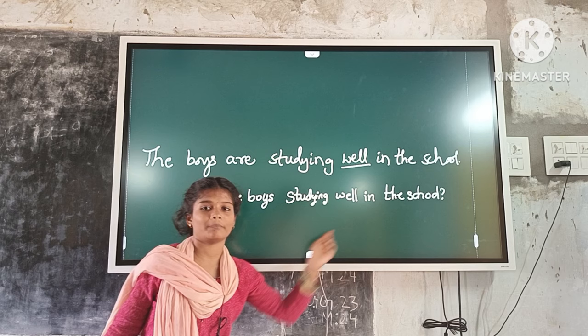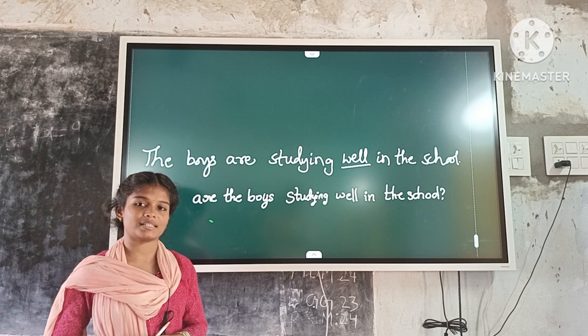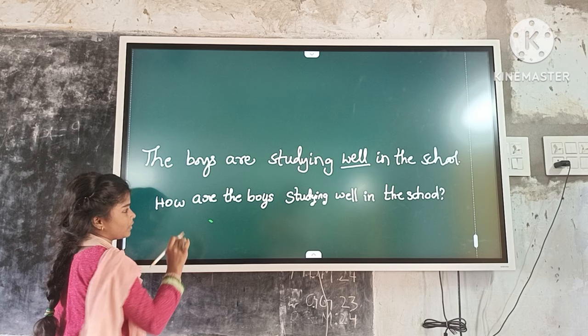Now we write the appropriate WH word for well at the beginning. What is the appropriate WH word? How. So the answer is: how are the boys studying in the school?